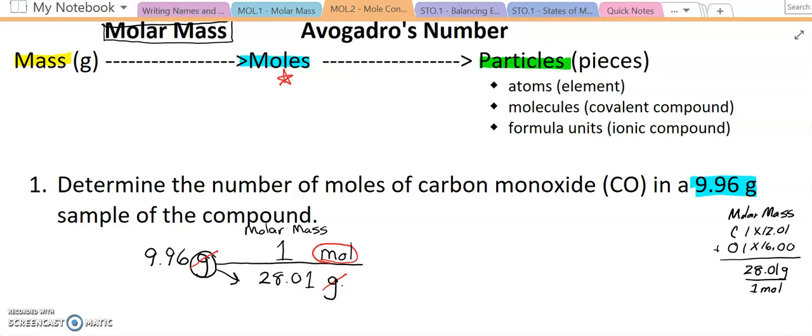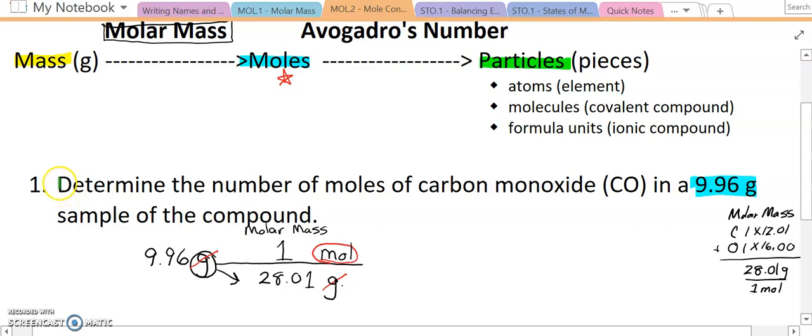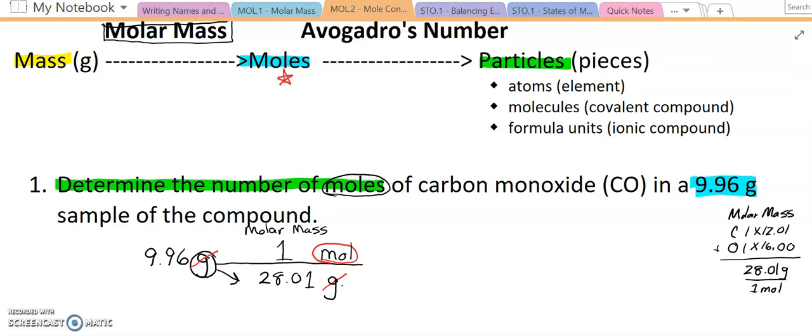So I've got to take a look at my problem, and my problem is going to say determine the number of moles. And if I'm at moles, which I am, all I need to do is calculate it out. Now it becomes a math problem. So convert your units first, and then the math becomes secondary.